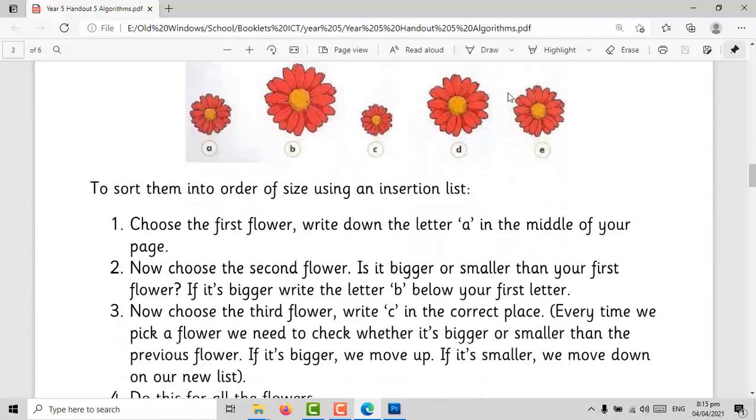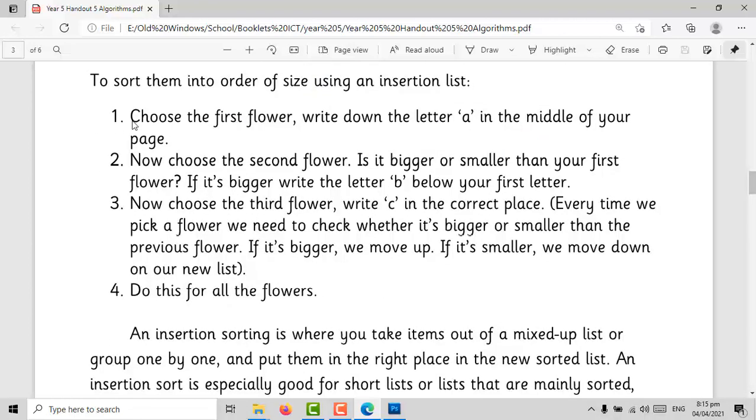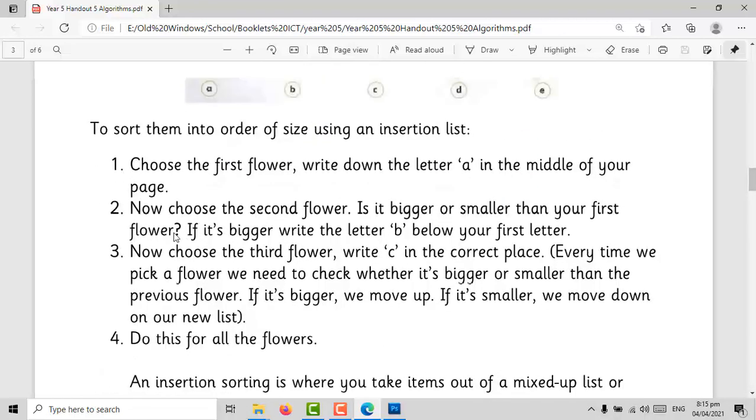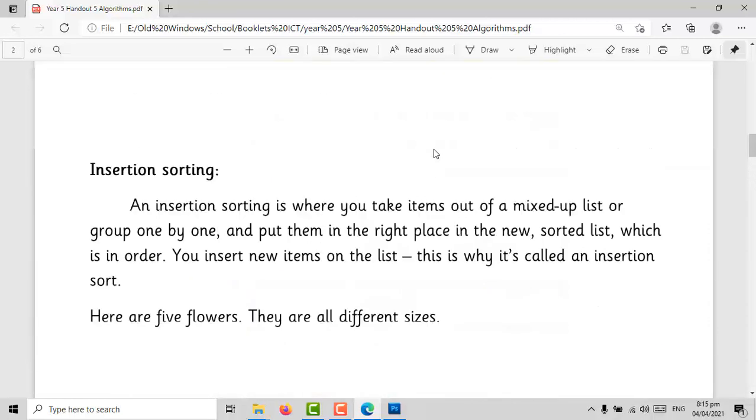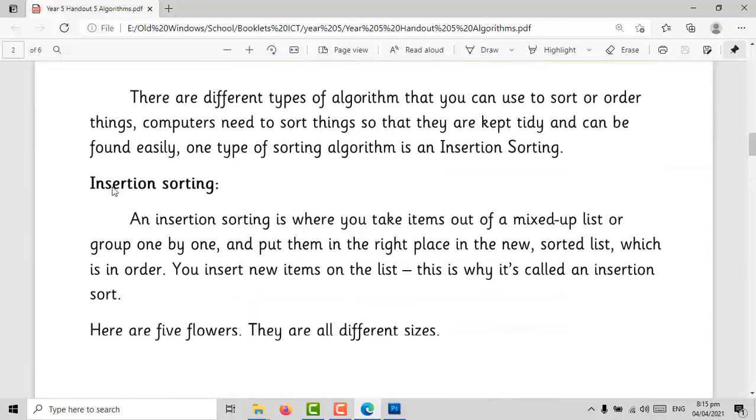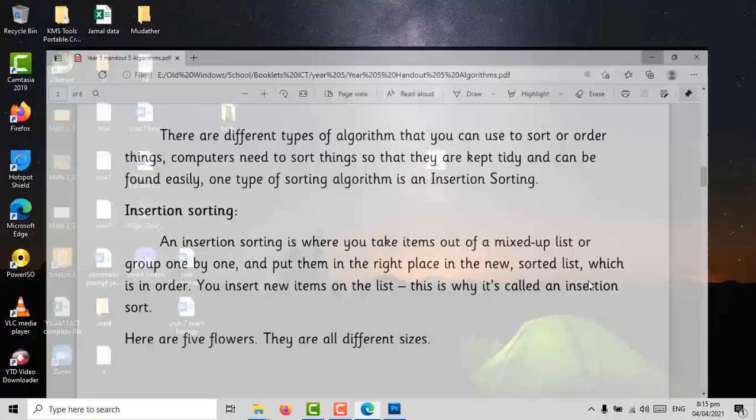For example, this bunch of flowers is your list, and it's not so organized, right? This is bigger than this is bigger than this, but this is smaller than this. So we have an algorithm that shows you the steps into arranging those flowers very quickly. The first type of algorithm that we're going to use is called insertion sorting. So I have this file over here.